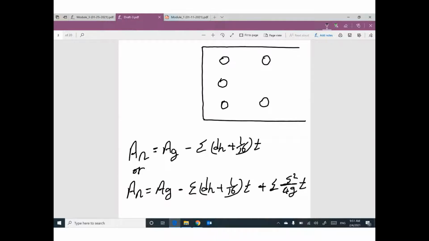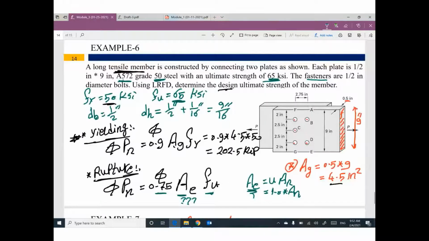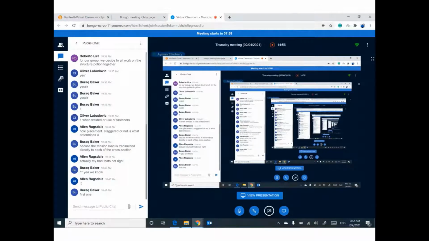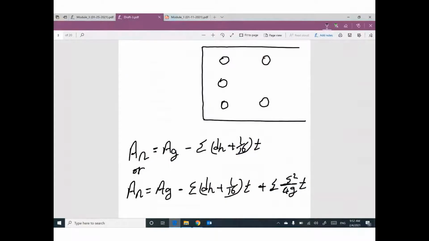The arrangement of these bolts is not staggered or parallel to each other. We have something called a combination. It's a little bit confusing. So what do you think? Okay, let me think.